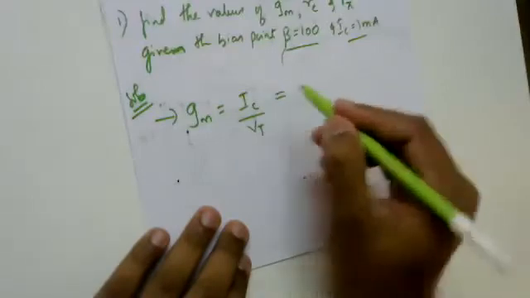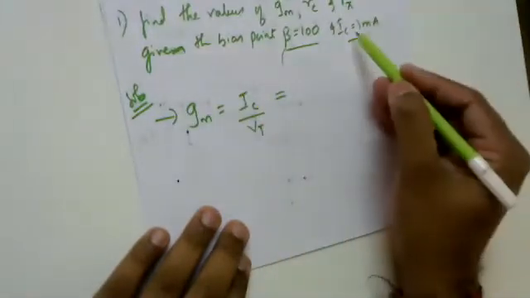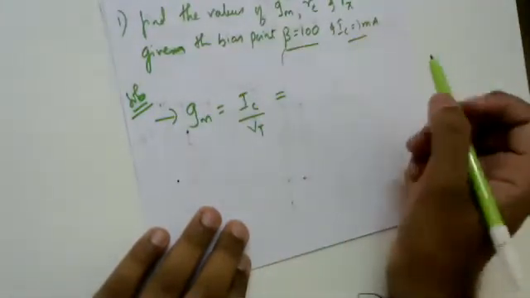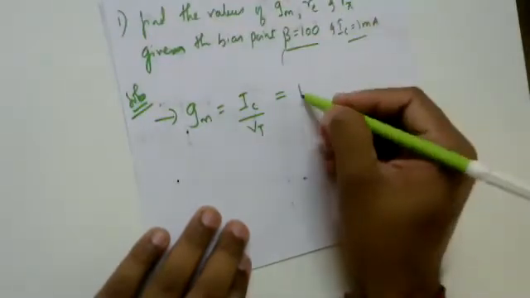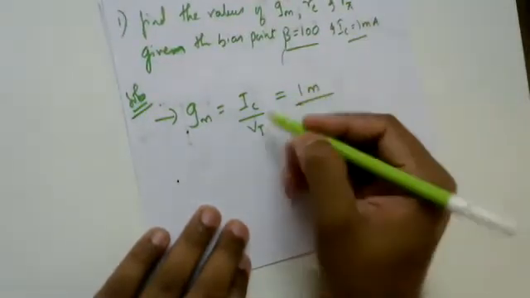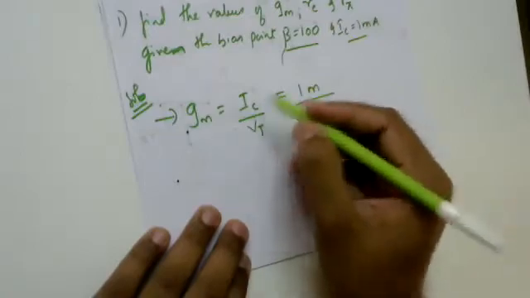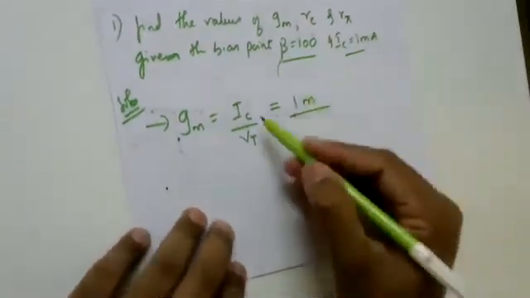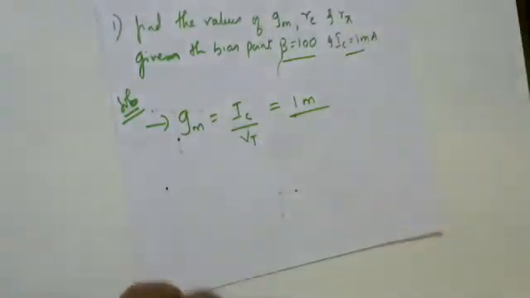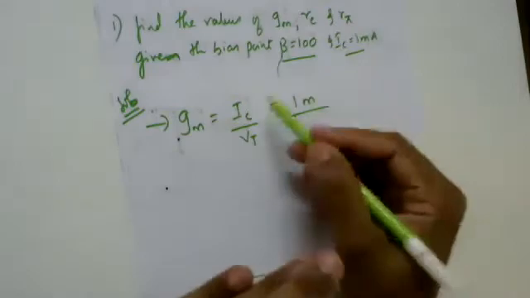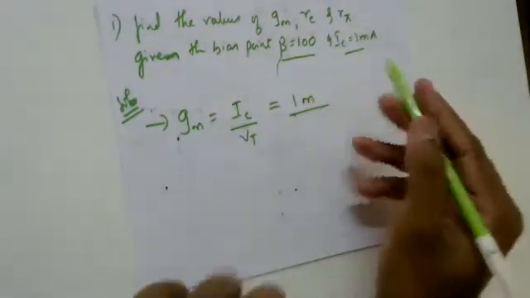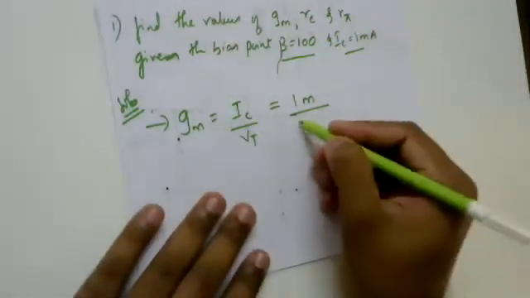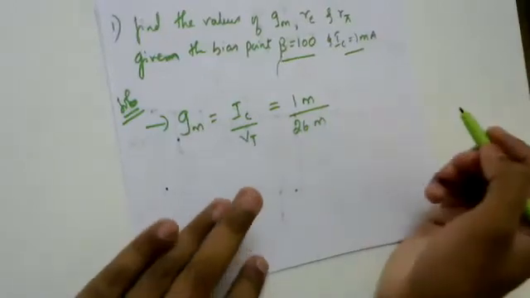So now I can write this IC, wherein he has given the value of IC as 1 milliamp. So I can write this as 1 milli divided by VT. What's the value of VT? He has not given us the value of VT. Then what will we do? The value of VT is 26 millivolts. Very good. So you should remember this. He will not give it in the numerical. The value of VT will be 26 millivolts.